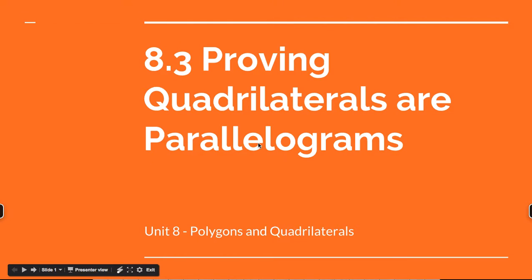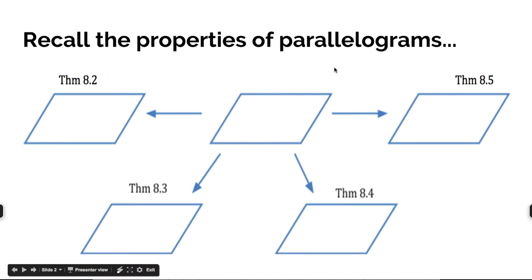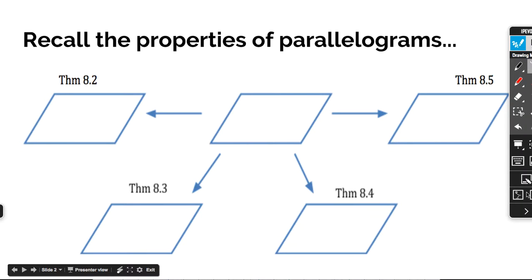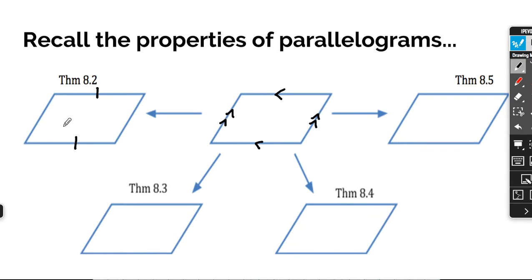Yesterday we talked about what the properties were that made a parallelogram a quadrilateral. So to review that, our properties of parallelograms, we have several. First, the definition. By the definition, a parallelogram is a quadrilateral with two sets of parallel sides. Then Theorem 8.2 told us that parallelograms have opposite sides that are congruent. 8.3 told us that the opposite angles are congruent in a parallelogram.